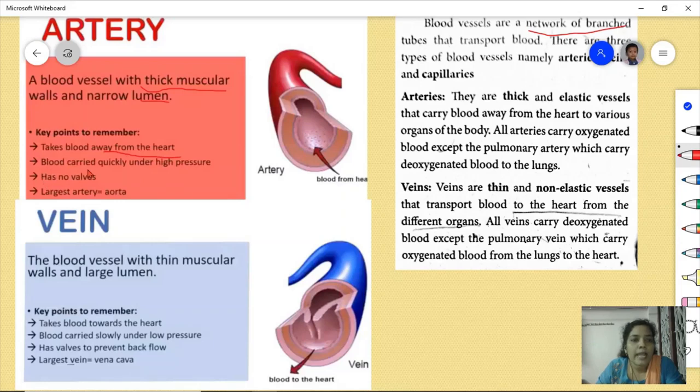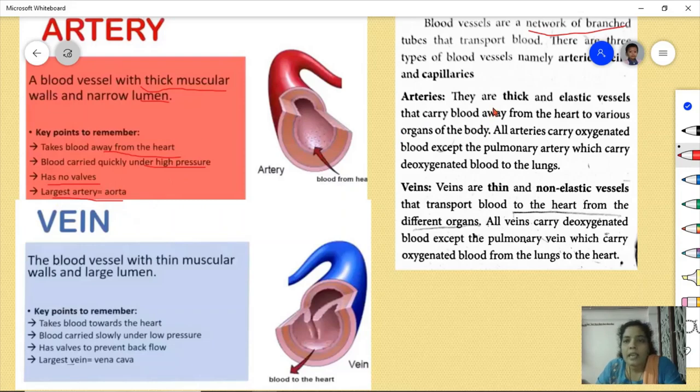Second, blood is carried quickly under high pressure. Arteries carry blood only under high pressure. There are no valves; in the arteries valves are absent. The largest artery is the aorta.